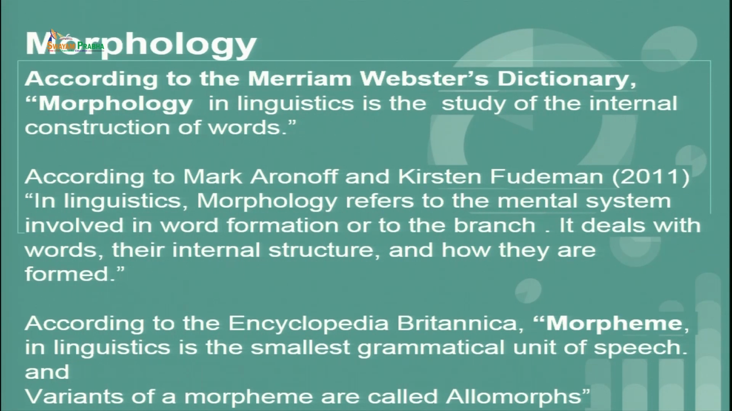And according to the Encyclopedia Britannica, a morpheme in linguistics is the smallest grammatical unit of speech. However, there is one more concept that is known as allomorphs, and allomorphs are the variants of the same morpheme. So, in these definitions, it is pretty clear that morphology talks about the internal construction of words.